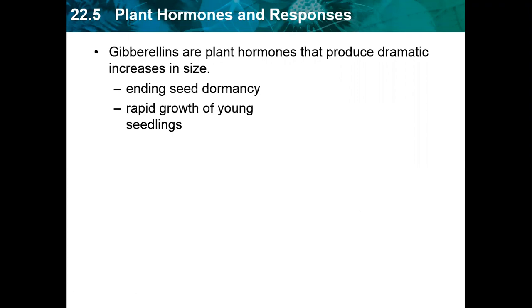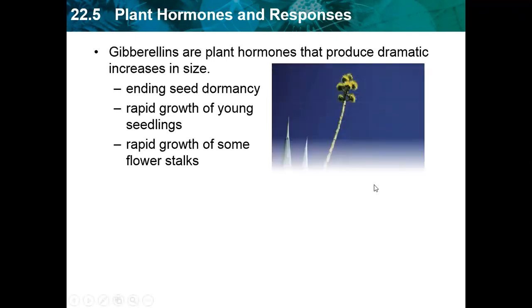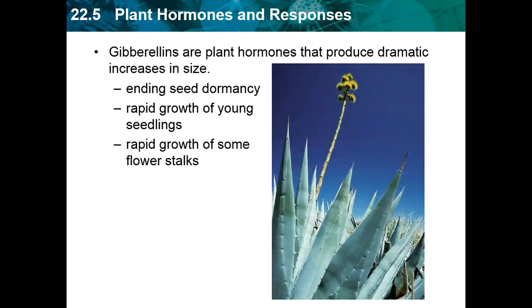In the previous class, I explained in detail what I mean by dormancy. So the end of being dormant is what is triggered by gibberellin. It helps to end the seed dormancy. It also helps to make a rapid growth of the young seedlings and of some flower stalks. So all these things are made to happen by the plant hormone called gibberellin. This is an example of the way it carries out its functions.